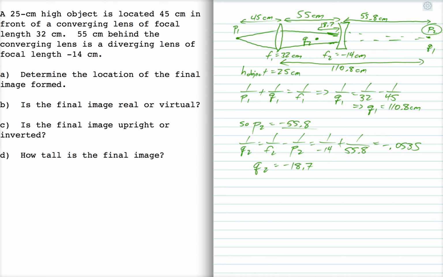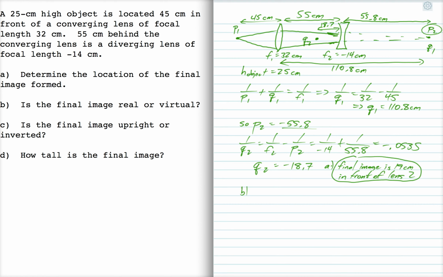All right, so let's see if we can go through this. So for part A, the final image is 19 centimeters in front of lens 2. Or if you'd rather, you can say that it's 36 centimeters behind lens 1. That's a description of where the final image can be found, rounded off.